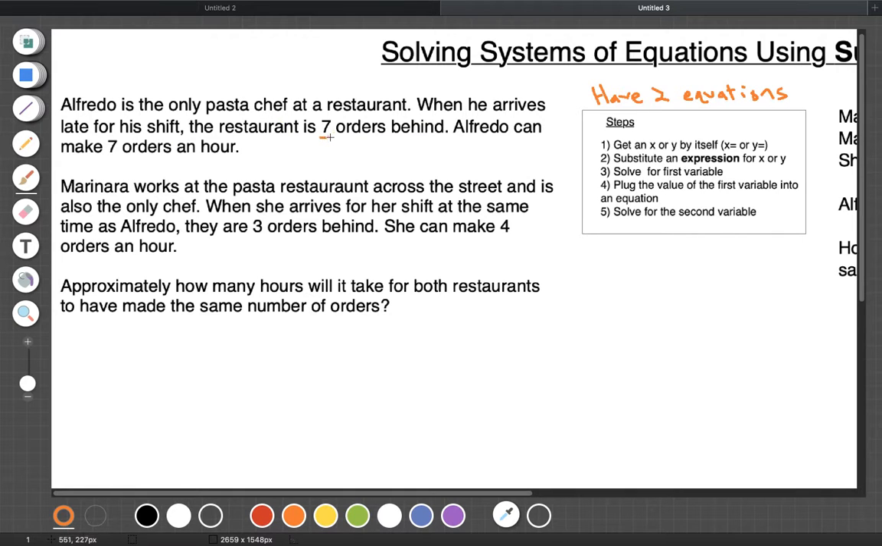They're 7 orders behind. So they're starting behind 7 orders, which means that it's not going to be a positive 7 where they're starting. They're starting at negative 7. So that's b equals negative 7. Alfredo can make 7 orders an hour. Remember, that's our change. So that means that m equals 7. So I could very simply write this as an equation: y equals 7x minus 7.